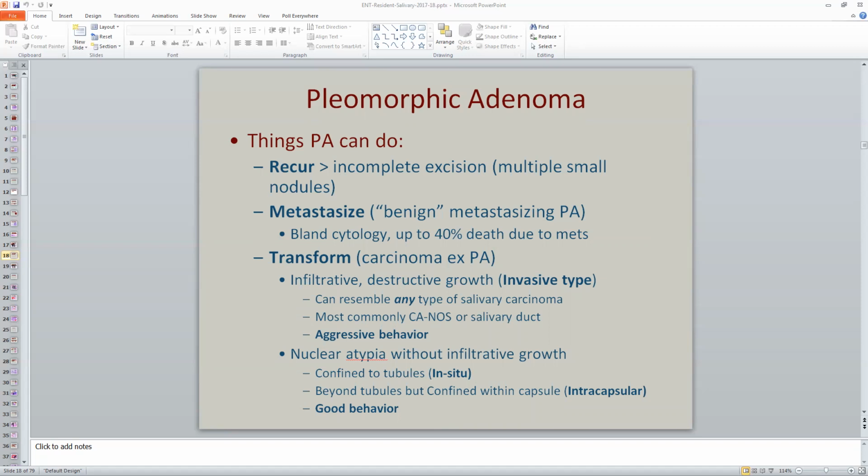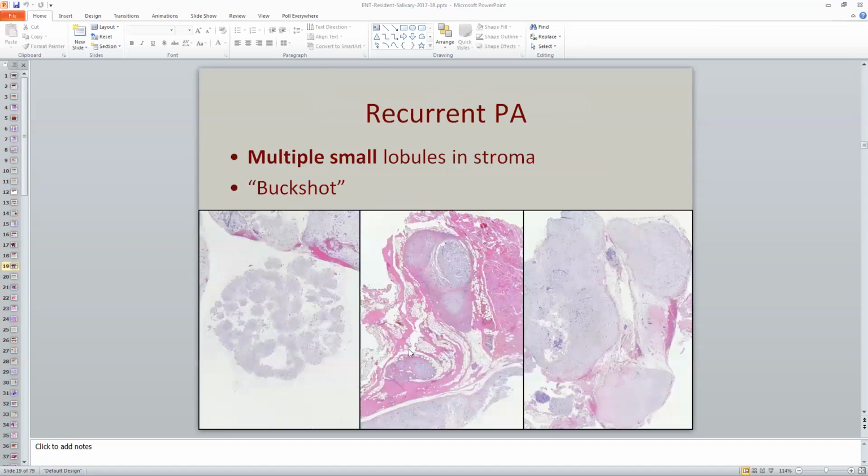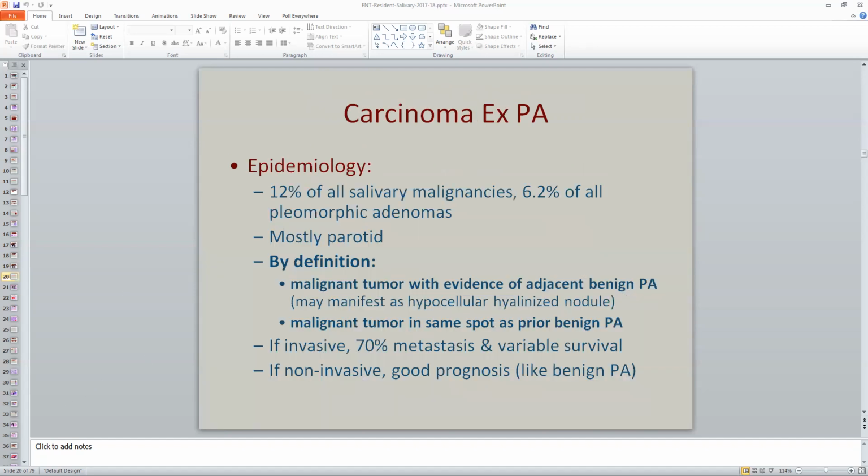So benign appearing. And then the worst thing it can do is transform to a high grade carcinoma, so-called carcinoma ex PA, meaning carcinoma arising in a pleomorphic adenoma. So this is what those things look like. So this is just recurrence, where you have these multiple small nodules that percolate through the fibroadipose tissue in the region of the prior excision.